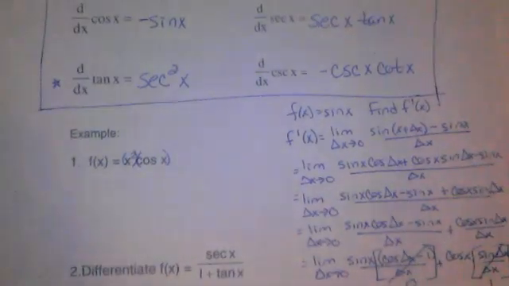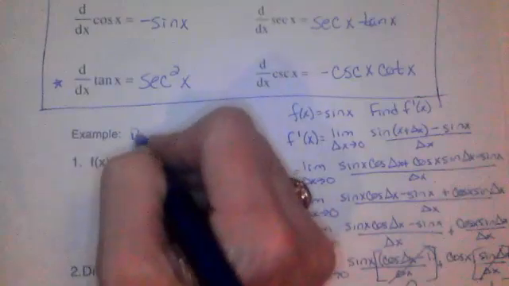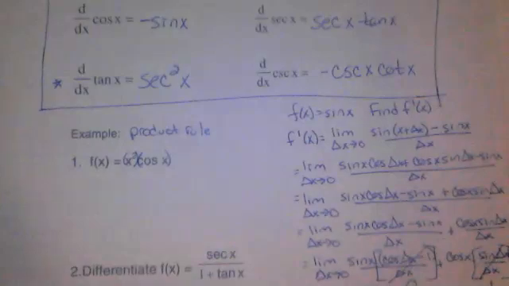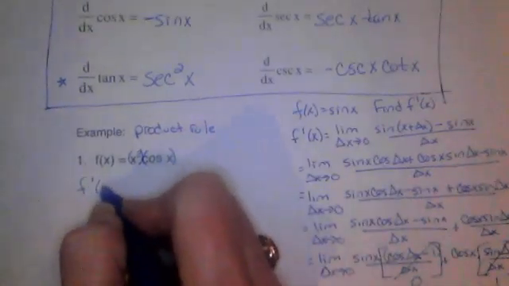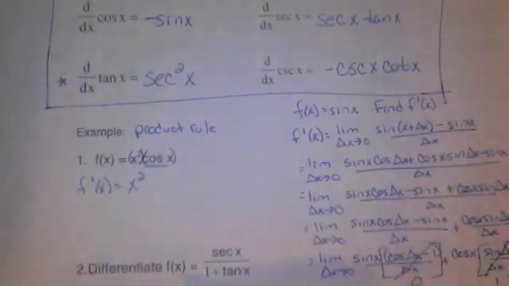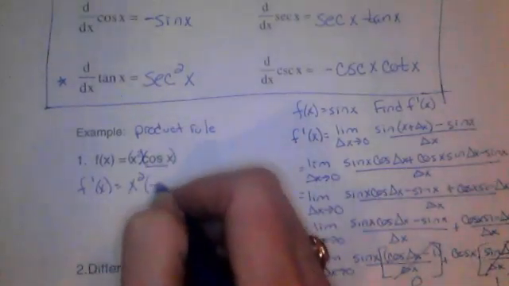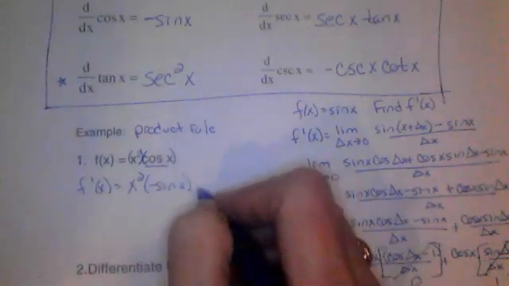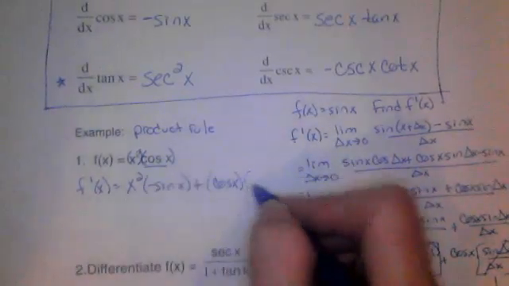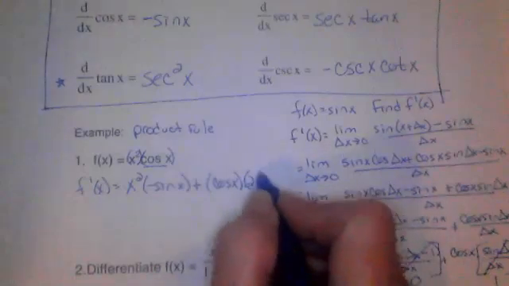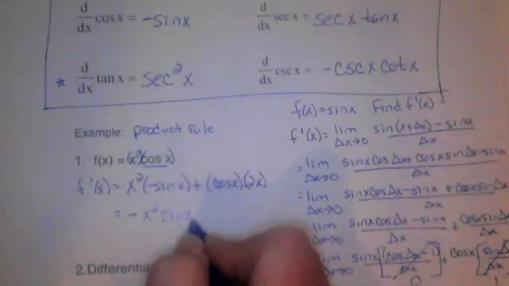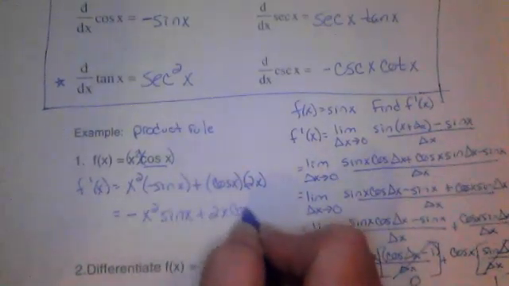These two functions are multiplied together. That means we're going to need to use the product rule. So the product rule, we have the first function times the derivative of the second. The derivative of cosine is negative sine, plus the second times the derivative of the first function. And the derivative of x squared is 2x. So we end up with negative x squared sine x plus 2x cosine x.